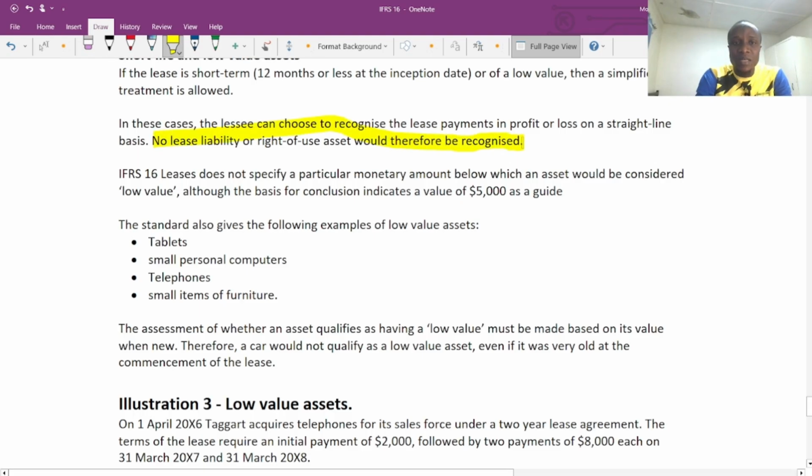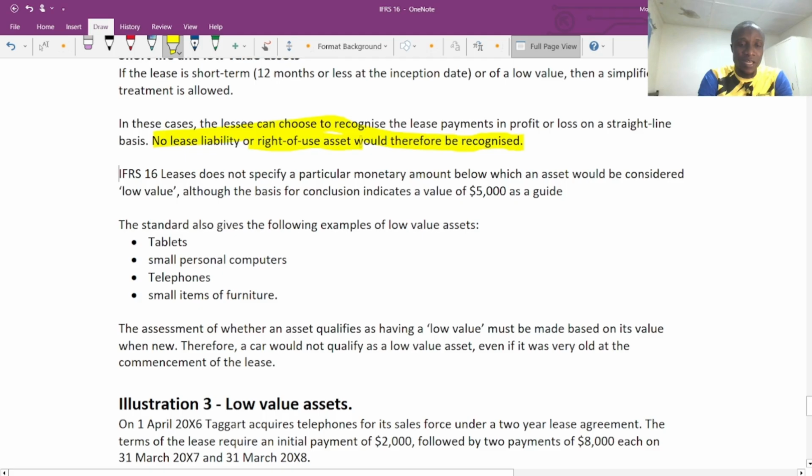No lease liability or right of use assets will therefore be recognized. We are not going to recognize the lease liability or the right of use asset for short life or low value assets. Very important point to note. IFRS 16 Leases does not specify a particular monetary amount below which an asset will be considered low value, although the basis for conclusion indicates a value of $5,000 as a guide.